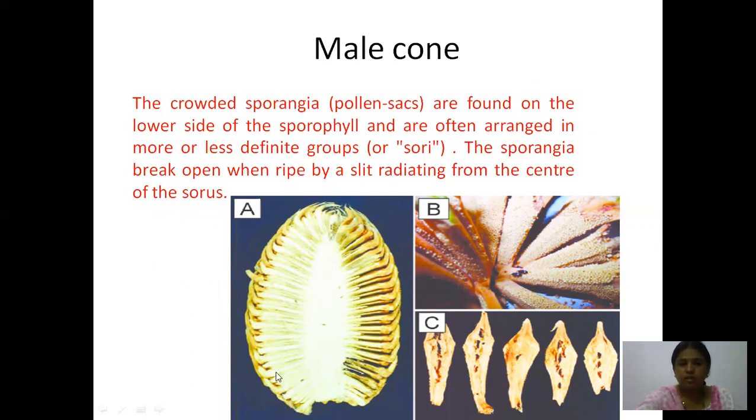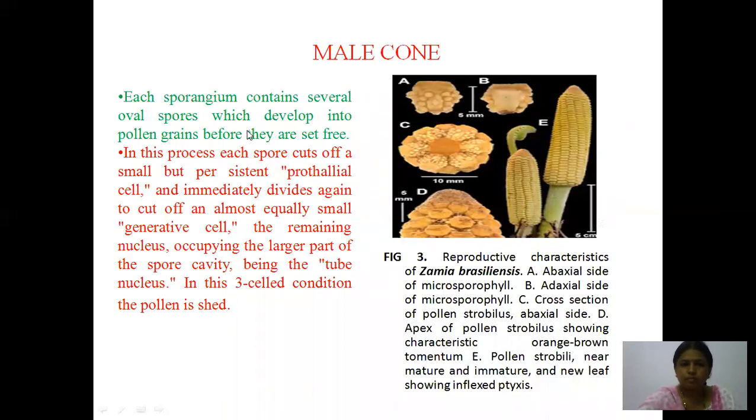Here you see this is the LS of the male cone. In this you see these are the microsporophylls. In these microsporophylls you see these are the sporangia. These sporangia are arranged in groups, and these groups are known as the sori. Each sporangium contains several oval spores that develop into pollen grains.